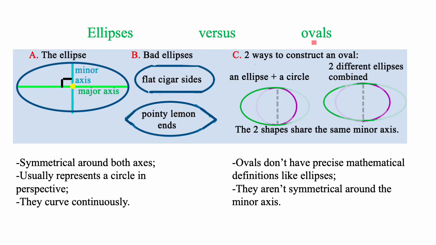Now, an oval is a shape that resembles an ellipse, but looks more like an egg. And unlike an ellipse, it doesn't have a precise mathematical definition because it can be made in many different ways. It's composed usually of half an ellipse connected to half a circle, or two different ellipses combined, where they share the minor axis. So as a result, they aren't symmetrical around their minor axes.